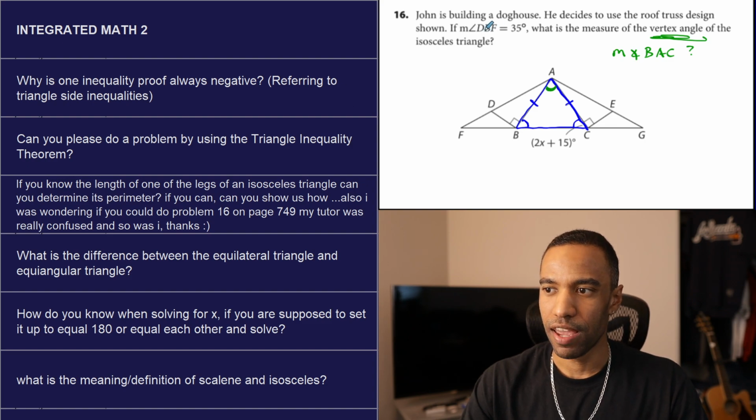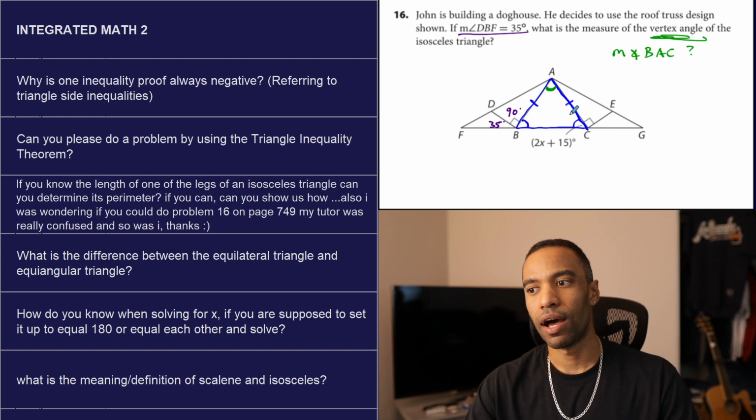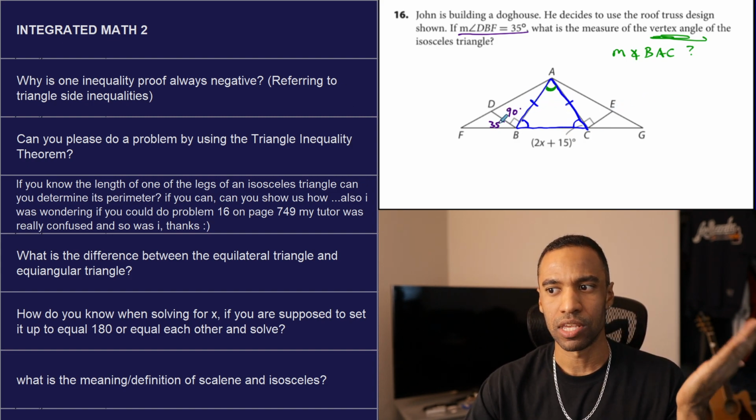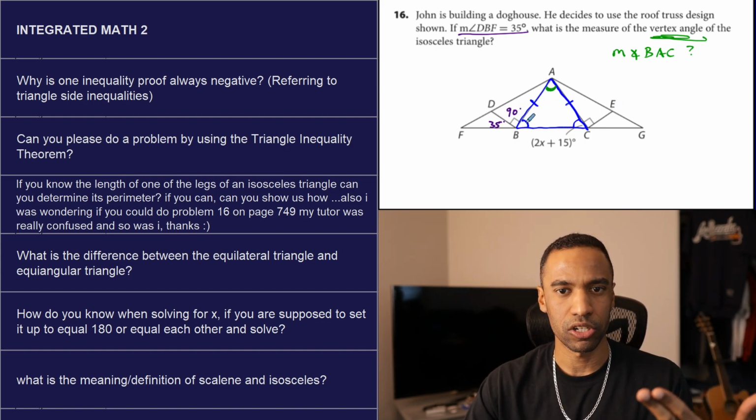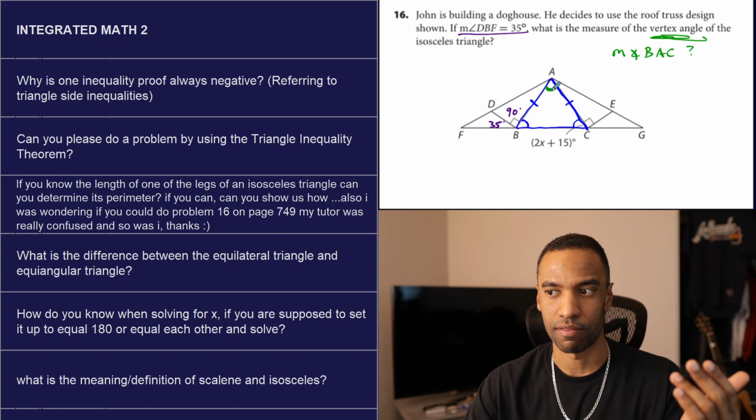Okay, if the measure of angle DBF is 35 degrees, this DBF is right here, that's 35. It's always good to mark this thing up. And by the way, a right angle is 90 degrees. That's also helpful. Now, the way I want to go about this problem is if I can find one of the base angle measures here, then I'll know the other base angle measure, and then all three of these will add to 180, and then I'll just solve for A.